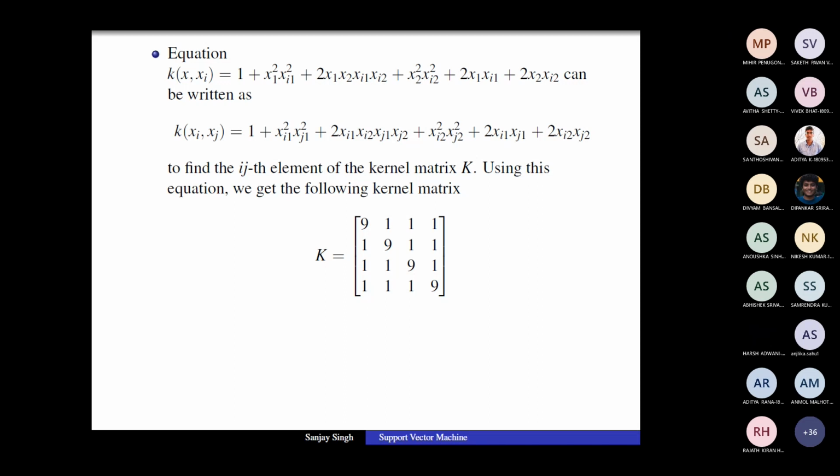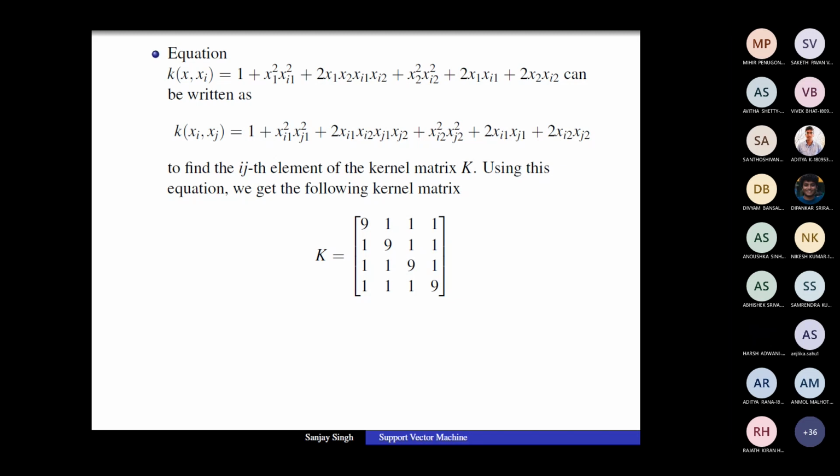k(xi, xj) equals 1 plus xi1 square xj1 square, plus 2 xi1 xi2 xj1 xj2, plus xi2 square xj2 square, plus xi1 xj1 xi2.